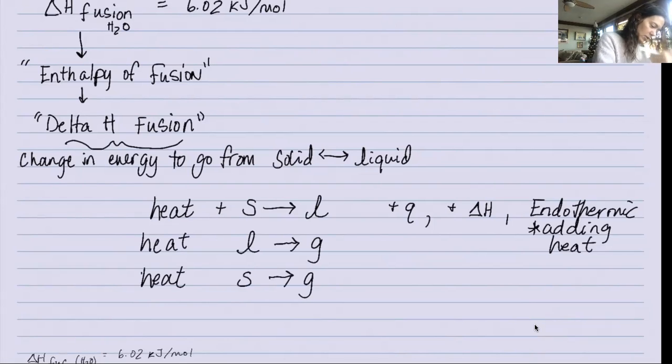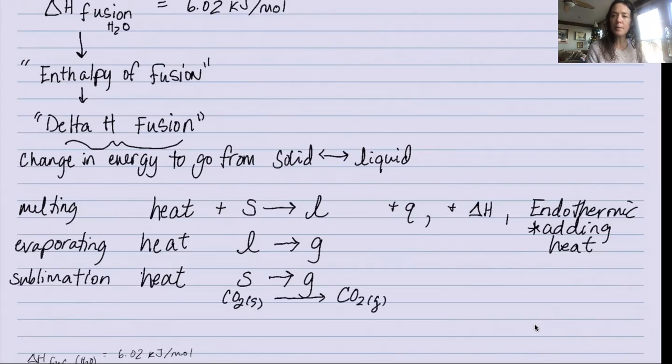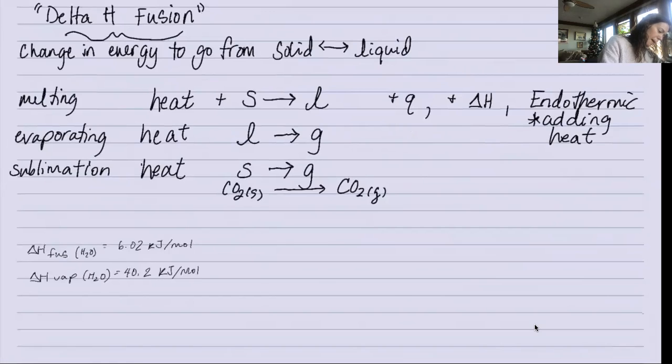In addition to that, we know we call this what? Melting, evaporating. And when we go from a solid to a gas, that is sublimation. You would see your dry ice, solid carbon dioxide, goes directly to a gas and it never turns into a liquid.